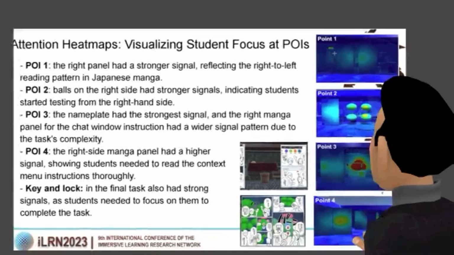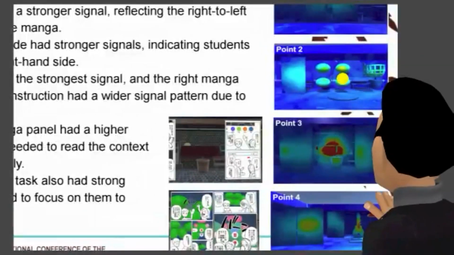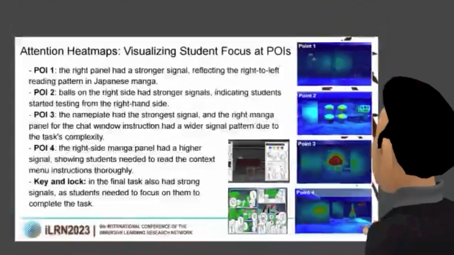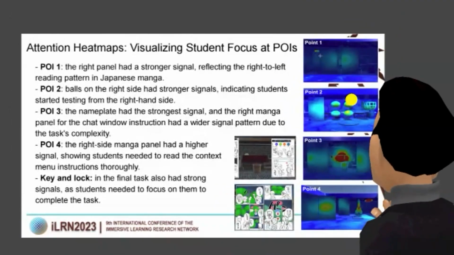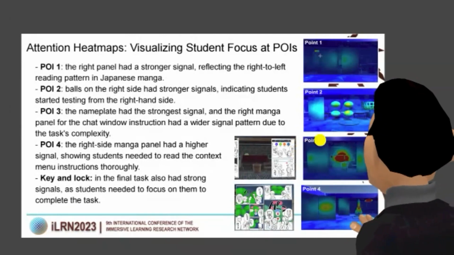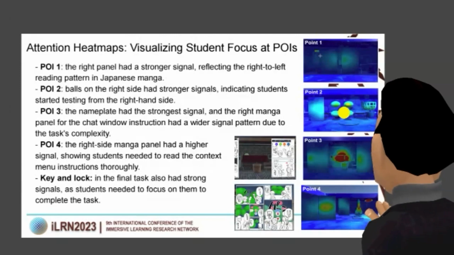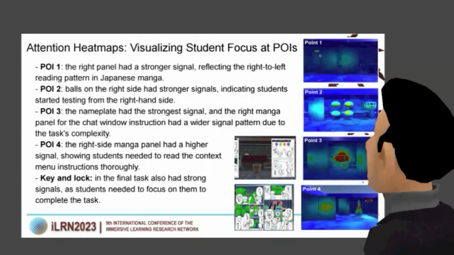On point 2, you can see the stronger signal on the right-hand side of the ball group, indicating students started testing from the right-hand side. Because there are 4 balls, but only one of them was movable, they have to test one by one this way. That's why they have a strong signal.